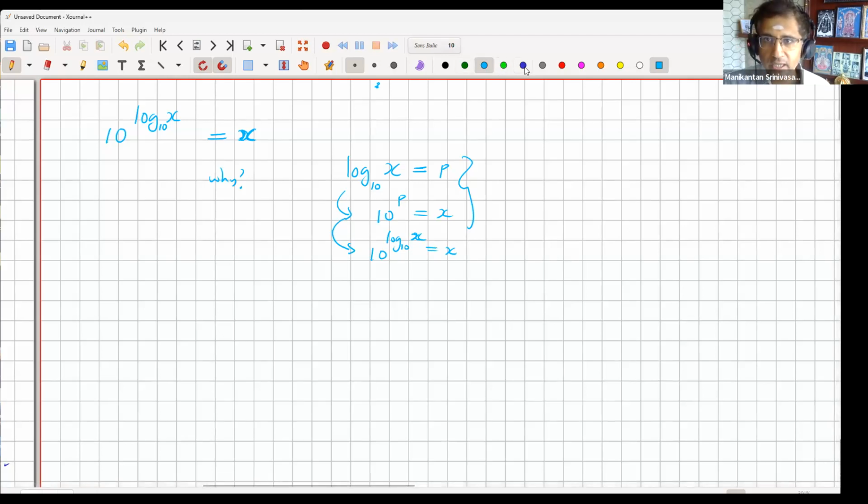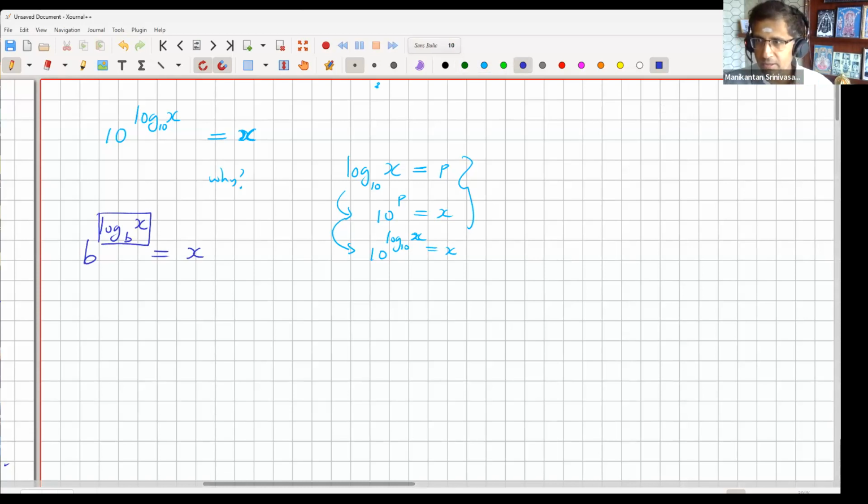More generally, if I have any base b, b power log x to the same base b, the answer is back to x. Because by definition, log x to the base b is such a number to which b must be raised to reach x. And that's exactly what you're doing: you're taking b and raising it to that number. Obviously, no surprise, the answer should be x. Does this make sense, guys?